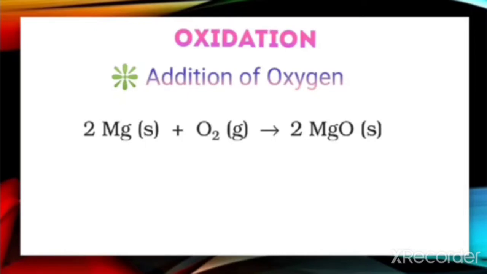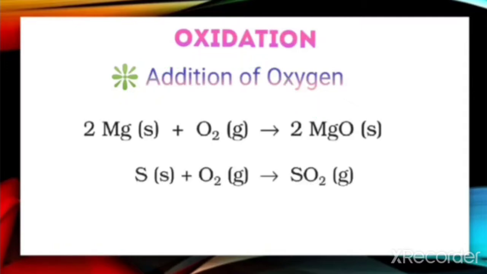When the magnesium ribbon is burned in oxygen, that is in the presence of air, it gives magnesium oxide. So here there is an addition of oxygen. When you look at the magnesium, the oxygen gets added, so that's why we get the formula MgO. That means from here to here, there is addition of oxygen. Therefore this reaction is called an oxidation reaction.